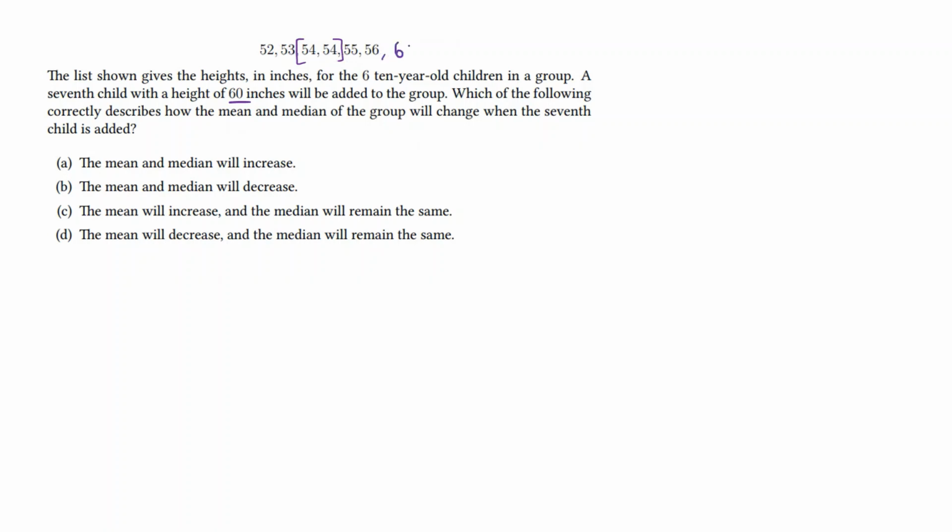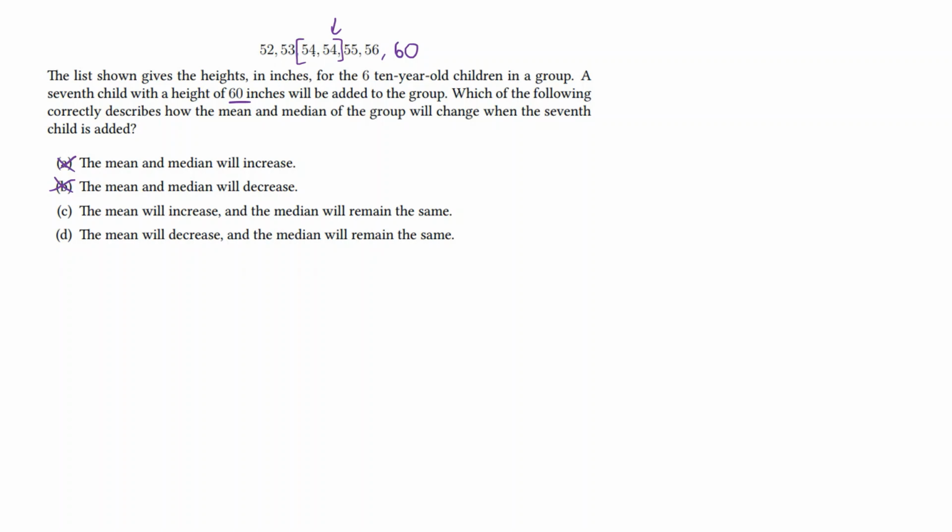Now, if we add the data point 60, we have 7 data points. The middle singular data point is going to be 54 as well, so the median actually does not change. Eliminate A, eliminate B. Now we want to know if the mean is going to increase or decrease.